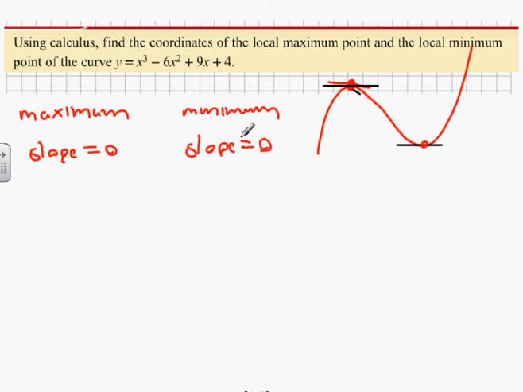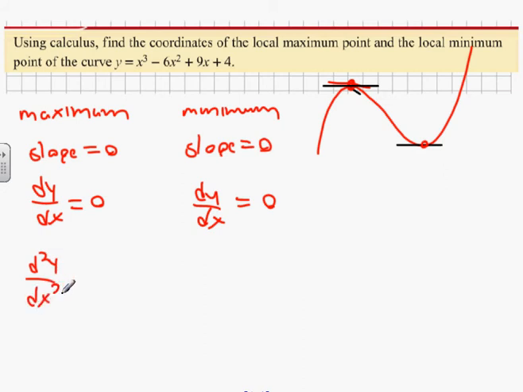Because if your line goes straight across, it means that it's 0. What's another word for slope in differentiation? The first derivative equals 0. Okay. Now this is the part that doesn't make sense, right? But you have to learn it off. What happens to the second derivative when it's a maximum? The second derivative, anybody? Less than 0. It's less than 0 for a maximum. And for a minimum? Second derivative is greater than 0.